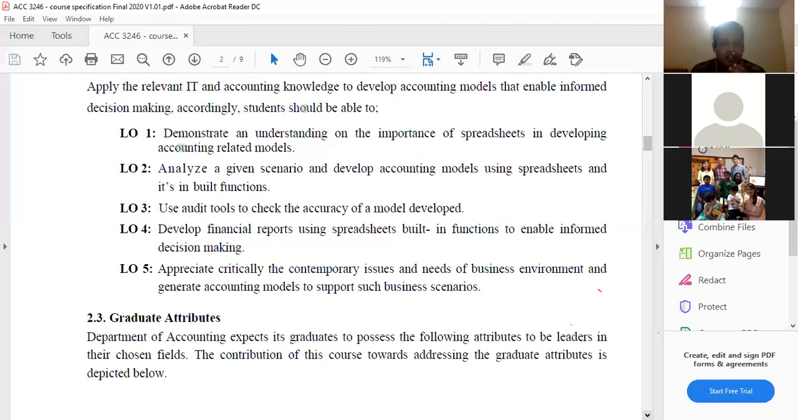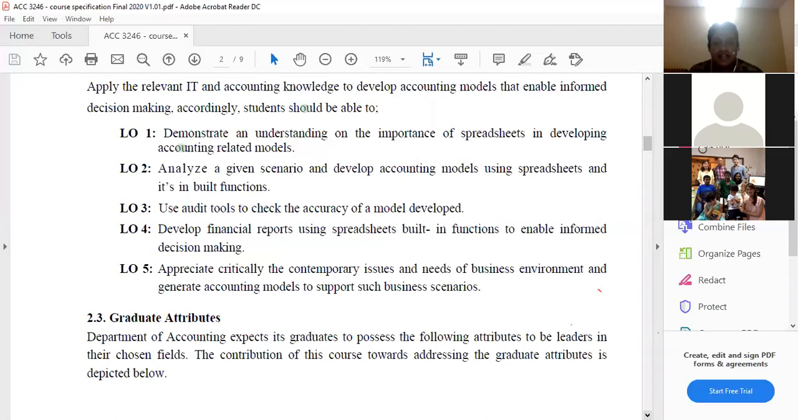So by using the knowledge you gather throughout this course, you are supposed to develop accounting models to get the desired result and achieve the objectives under these different business scenarios. This is a kind of lifelong skill we would expect to develop in you. You must be able to apply this knowledge to whatever the business circumstance and produce the expected results.